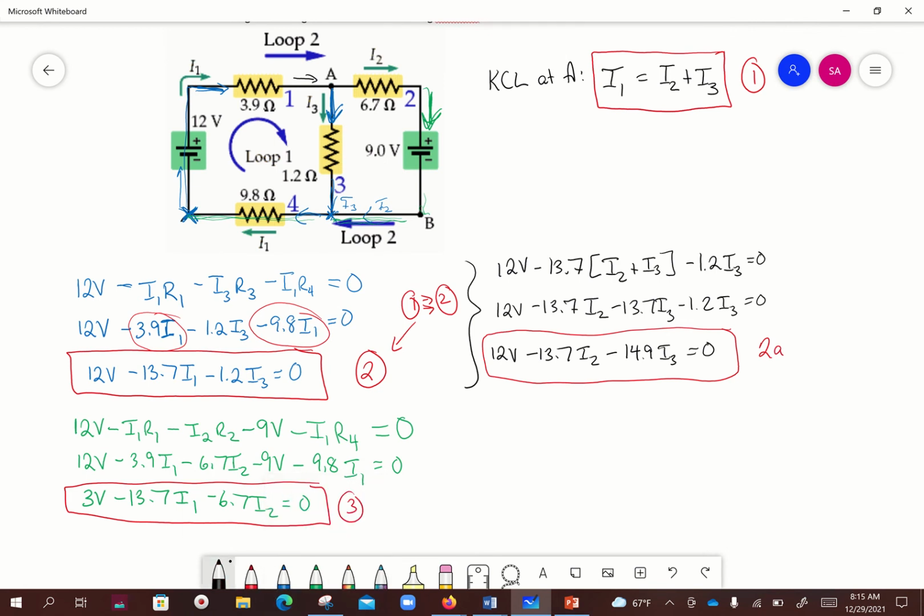All right, so now I'm going to do the same thing with equation 3. So I'm going to put equation 1 into equation 3. I'm going to take 3 volts minus 13.7 I1, and instead of I1, I'm going to put I2 plus I3. So basically what we're doing here is we're taking equations that were in terms of 3 different currents, and we're just writing them in terms of 2 different currents. Right, so minus 6.7 I2 equals 0. Again, distribute that 13.7.